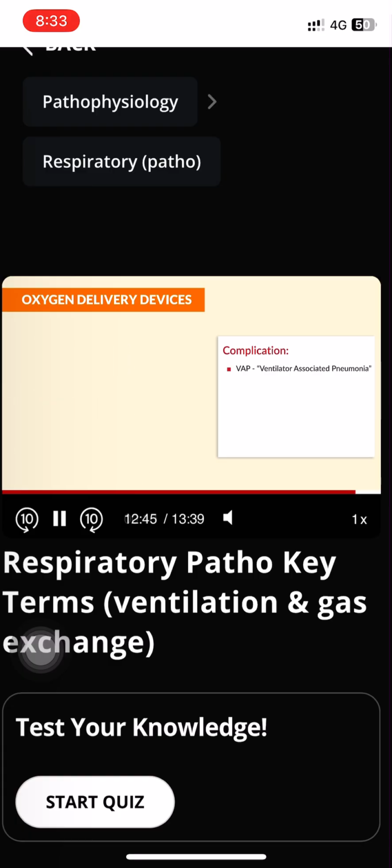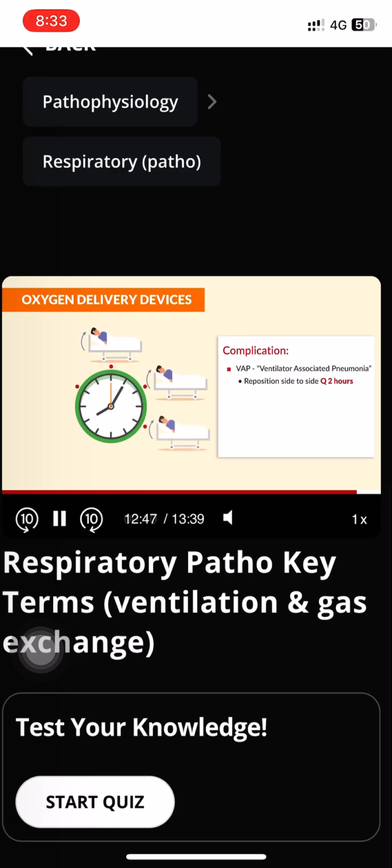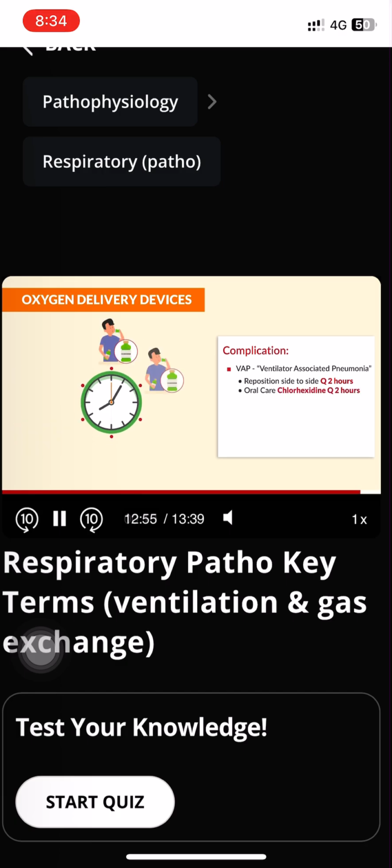So we have a key term: reposition the client side to side every 2 hours to help mobilize secretions. And another key point, number 2, is oral care. We use chlorhexidine every 2 hours, typically followed by oral suctioning.